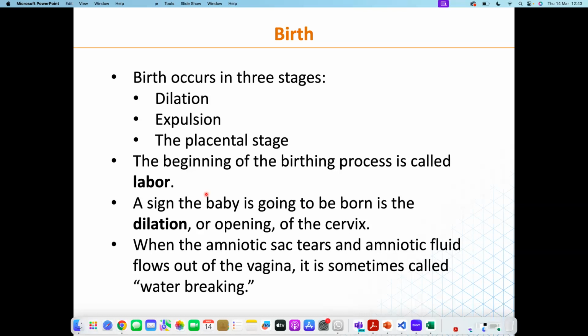There is also something we call the amniotic sac, a sac that contains the amniotic fluid. The sac will tear, it rips open, and when it rips, the amniotic fluid flows out through the vagina. When that happens, it's sometimes called water breaking. Once the water breaks, it means the baby is on the way out of the cervix and coming towards the vagina.